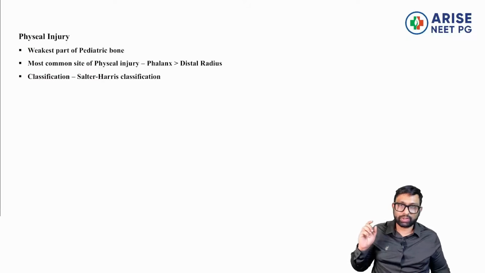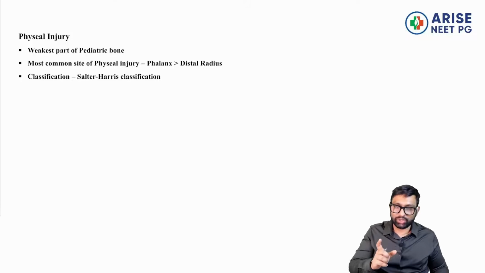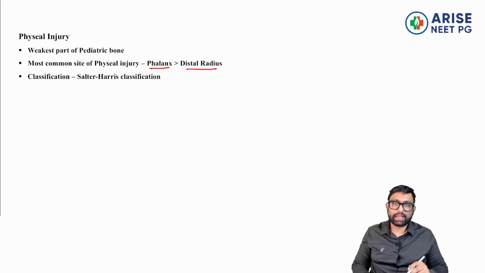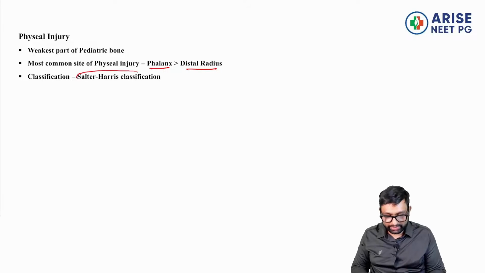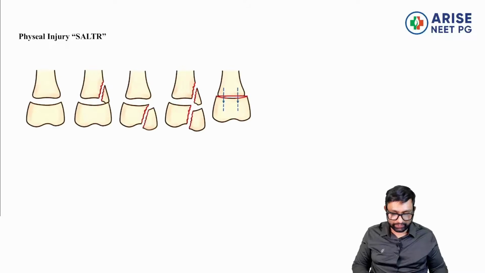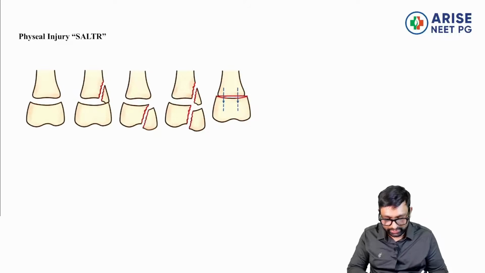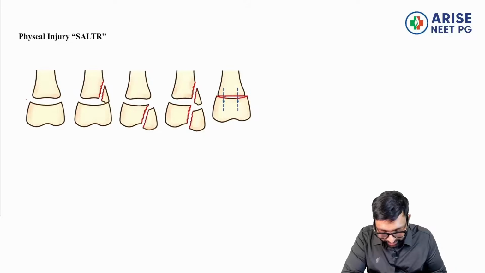So in a patient with a physeal injury, commonly what you will see is it is in the phalanx or distal radius, and the classification system for these physeal injuries is the Salter-Harris classification. This is important. The Salter-Harris classification is an important classification system. And how do you differentiate this Salter-Harris classification? See, in type 1, the fracture passes through the epiphyseal growth plate. It goes through the epiphyseal growth plate.